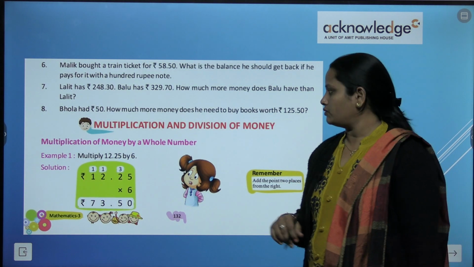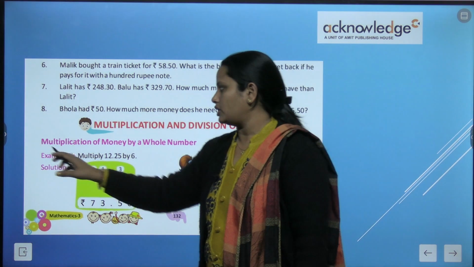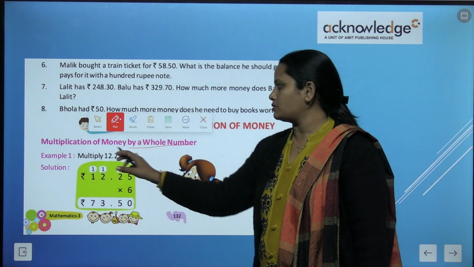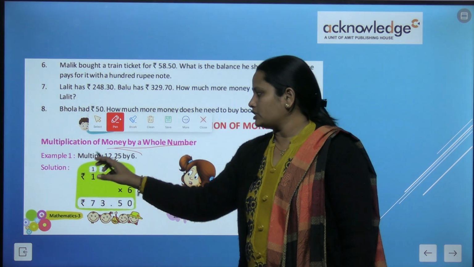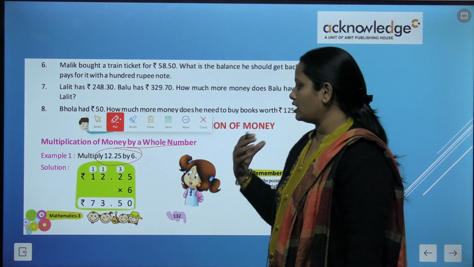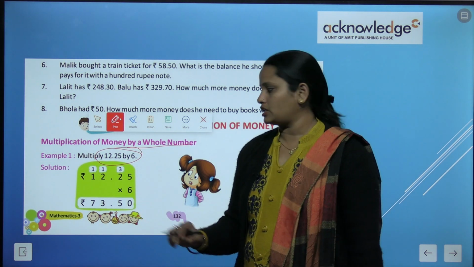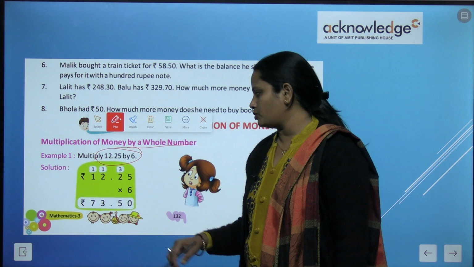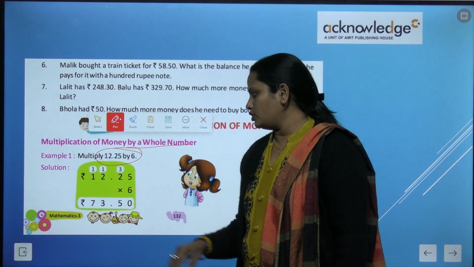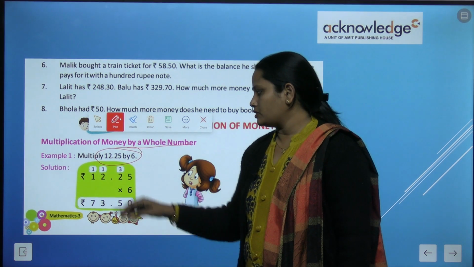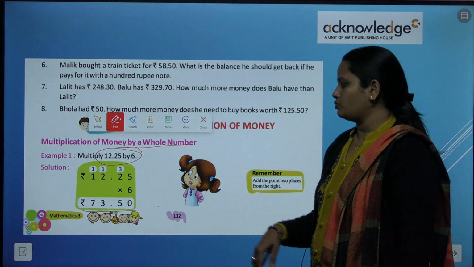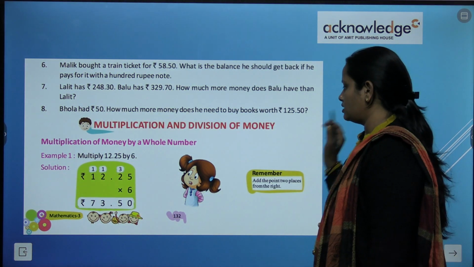Now multiplication and division of money. कैसे multiply और divide करते हैं money को? So money can be multiplied and divided by a whole number. Whole number से हम इसे multiply या divide कर सकते हैं. We have to multiply 12.25 by 6. तो 6 से मल्टीप्लाई करना है. We do the regular multiplication. 6 5 30, 0 यहाँ 3 वापस ऊपर चला गया. 6 2 12 plus 3 is 15. Now 5 is written here, 1 is carried over. 6 2 12, 12 plus 1 13, 3 यहाँ लिख दिया, 1 carried, 6 1 6 plus 1 7. So 73 rupees and 50 paisa is the answer.